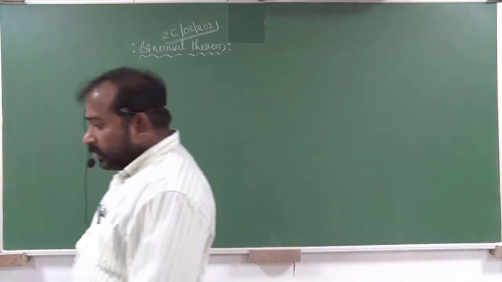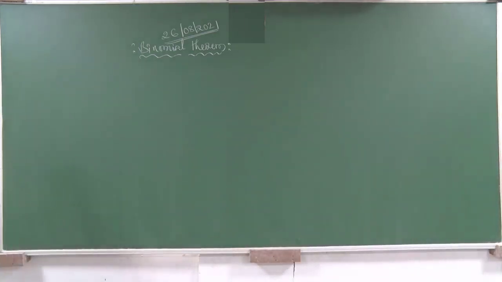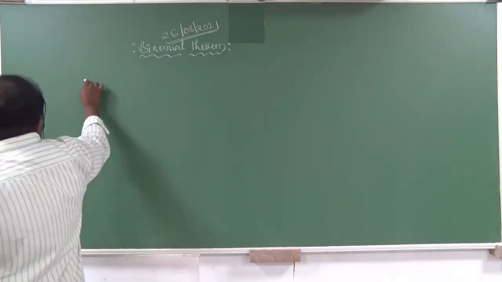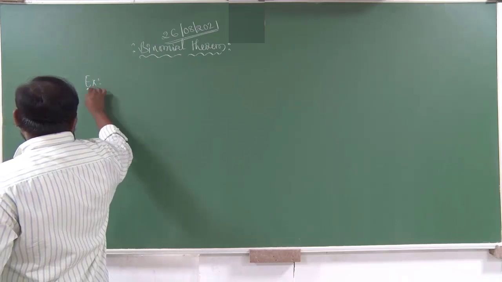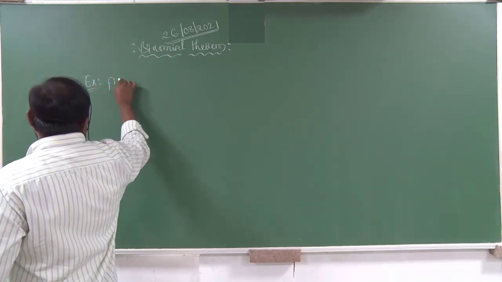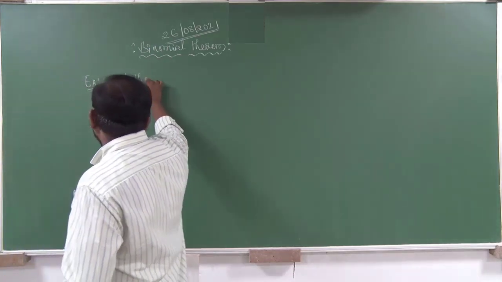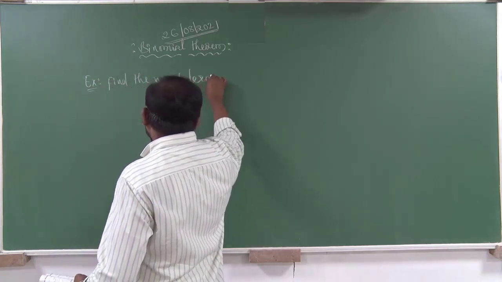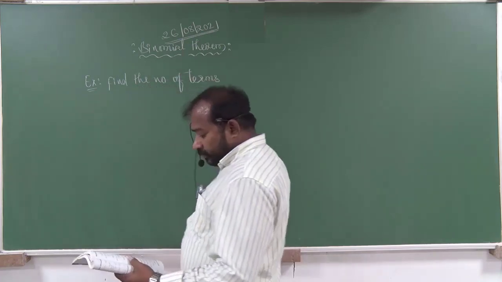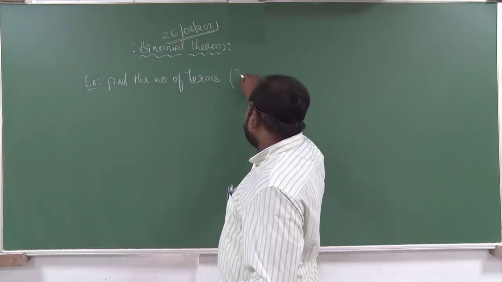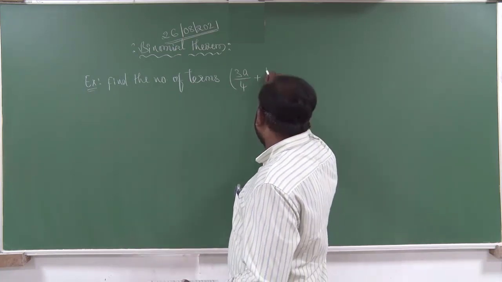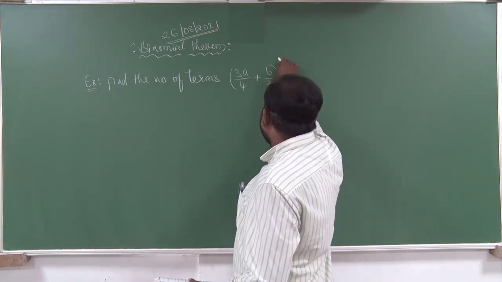Listen. So here one example is given. Example, find the number of terms in the expansion (3a/4 + b/2)^9.